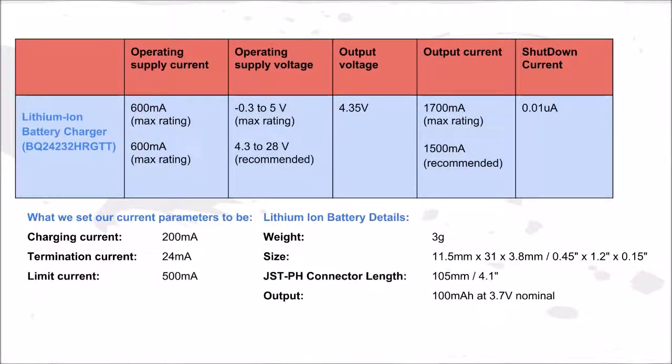And here's some information about the battery and the battery charger that we used. So we have the operating supply current, supply voltage, the output voltage, and the output current. I also added the current parameters that we chose through the setup of the actual schematic of our battery charger. So we set the charging current to 200 milliamps, the termination to 24 milliamps, and the limiting current at 500 milliamps. And there's also some basic information about the lithium-ion battery that we used.